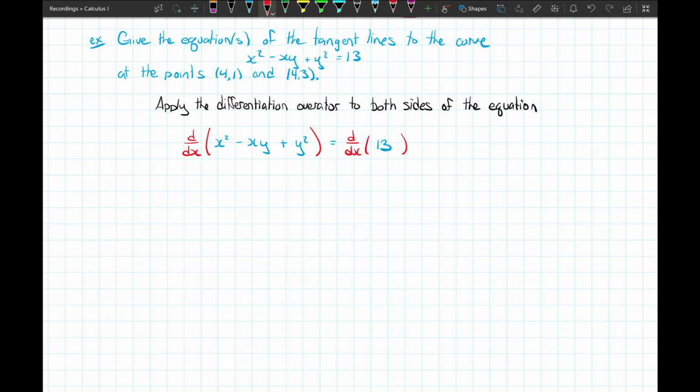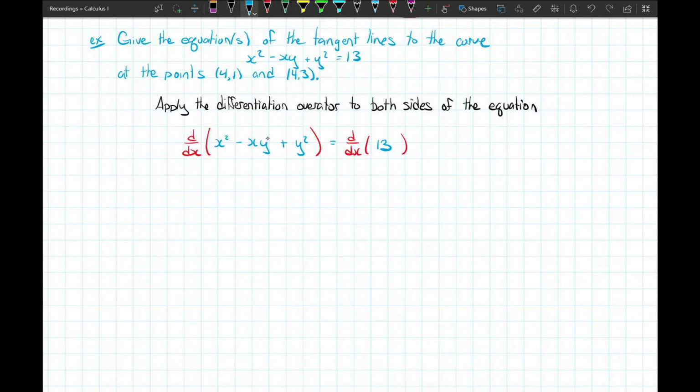Now, on the right-hand side, we just have a constant, and we can apply the constant rule. The constant function rule says that the derivative of 13 is just 0. But on the left-hand side, we'll have to apply the sum and difference rules, and then we'll start applying some power rules. But here's where things get a little bit tricky.